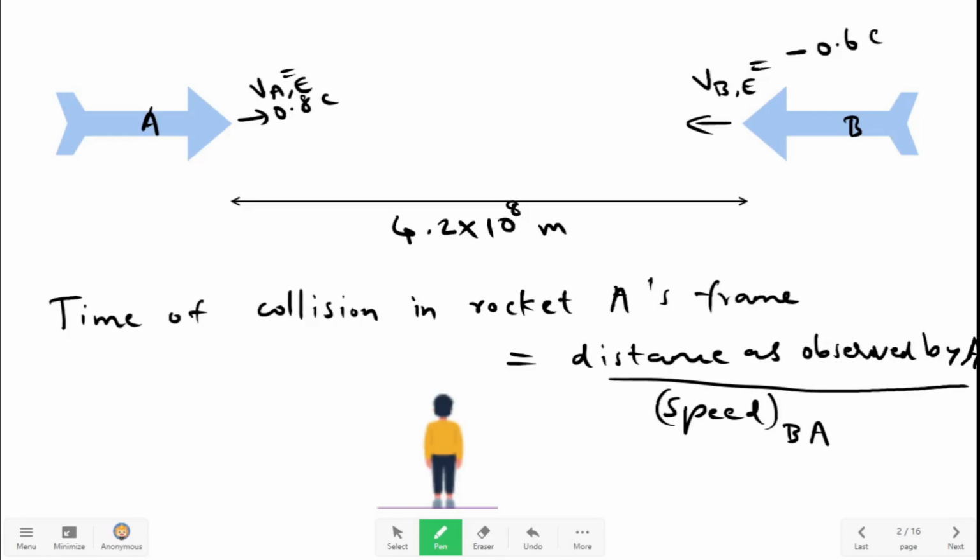Now when viewed from the Earth, the distance between rocket A and rocket B is 4.2 into 10 raised to 8 meter at t equal to 0. But when viewed from rocket A, the distance itself is moving in the opposite direction with speed 0.8 c. Therefore the distance will contract. You know that length contracts when it is moving.